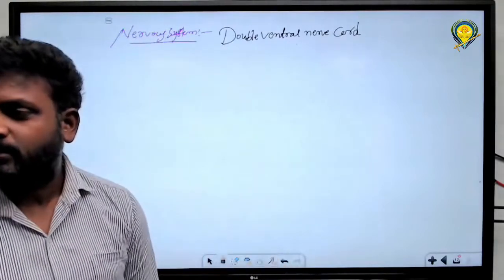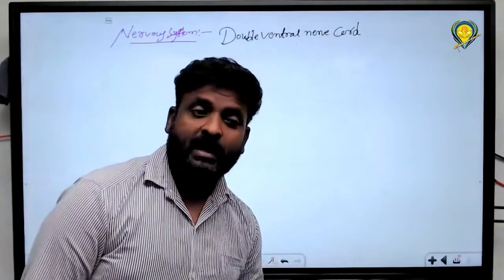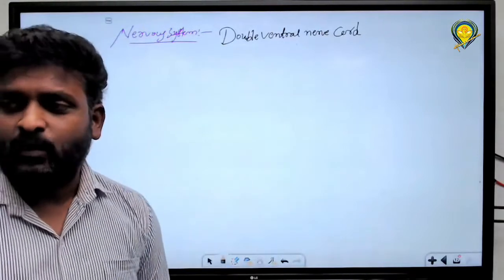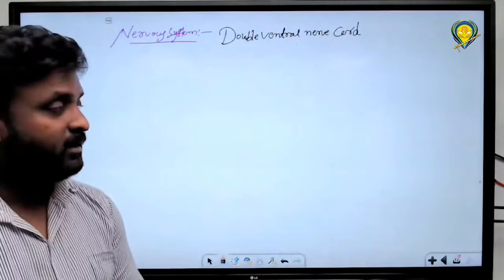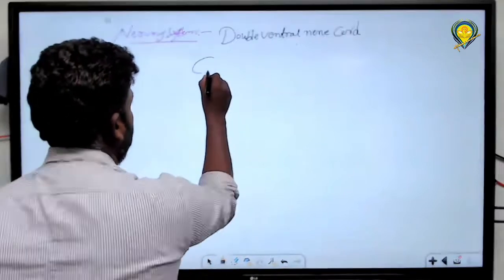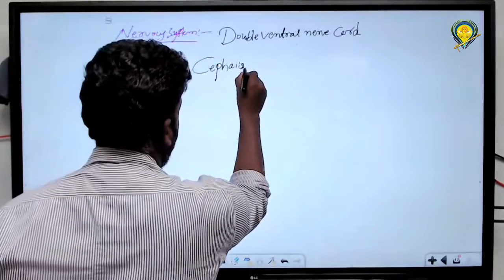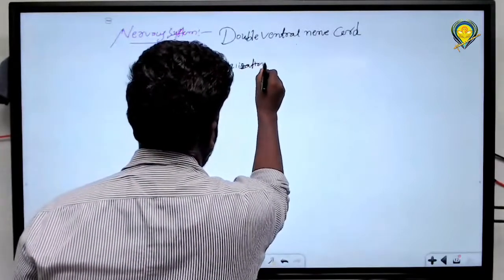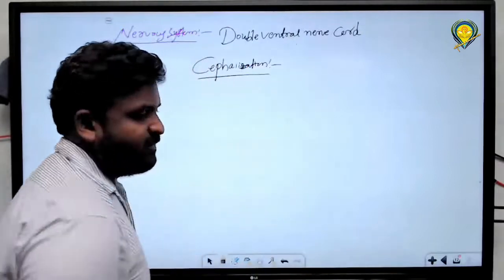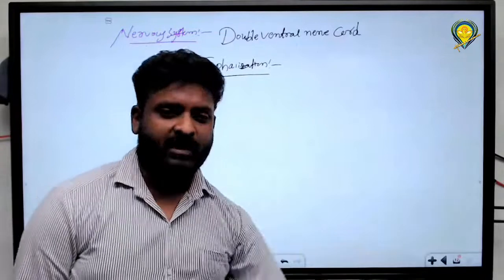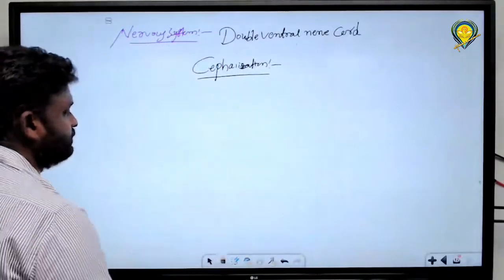Ganglionated. Got it? What is it? Ganglionated nerves, right? Very good. It's about nervous system, right? And next one. Is there cephalization? Yes, sir. Cephalization is there, right? Cephalization is seen in that, right? Very good. And next one.